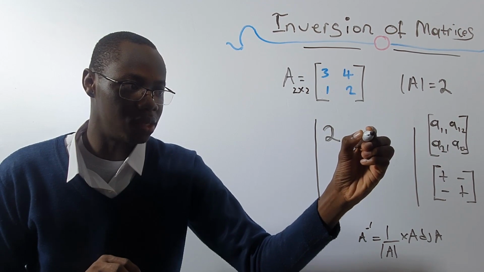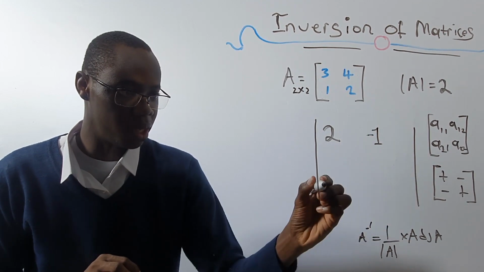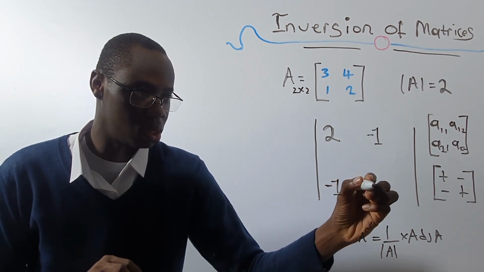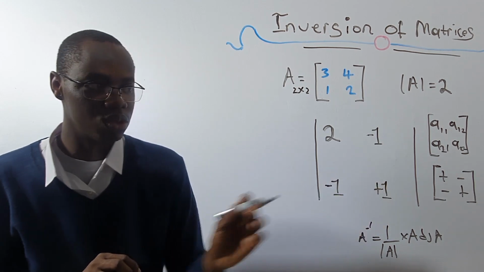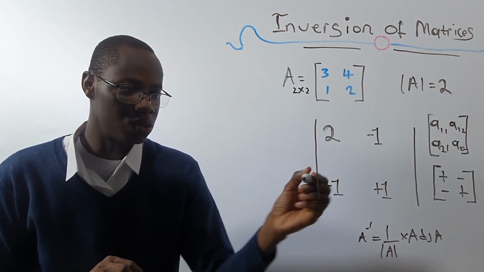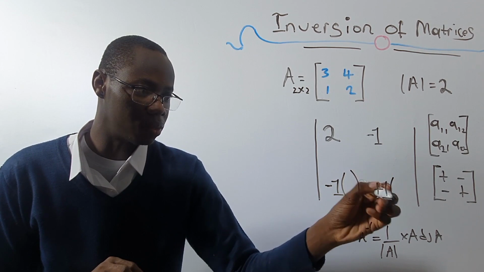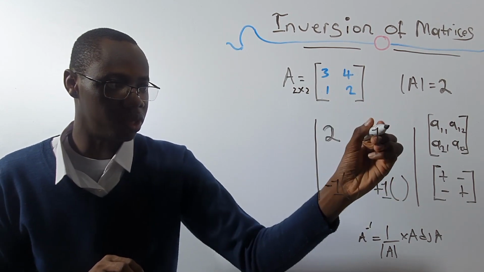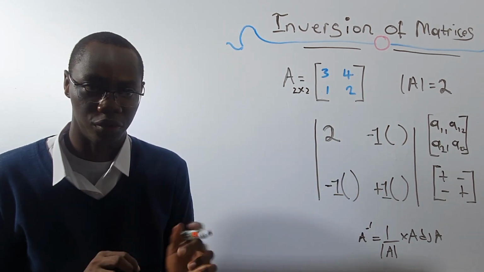I know my sign here is minus 1, I know my sign here is minus 1, and I know my sign here is plus 1. So I don't have to go through the process of using this one. Now all I need to do is find the minor for this and the minor for this, and multiply to find the cofactor.